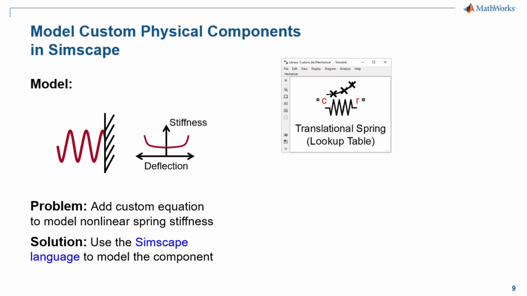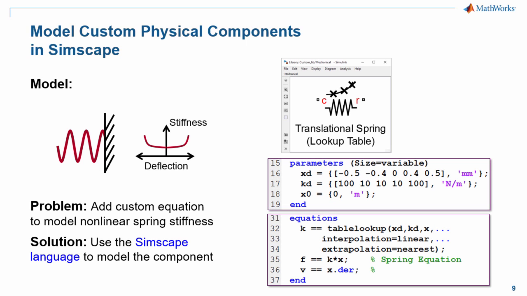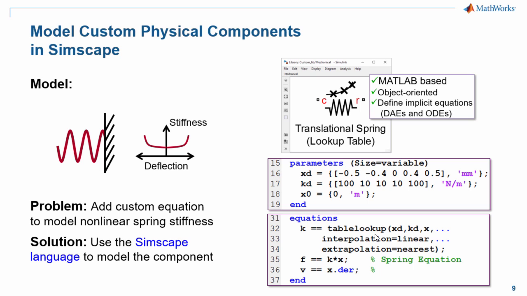You can see it has two physical ports representing the two mechanical connections for the spring. Here is a portion of the Simscape language source code, and you can see we have defined the stiffness using a lookup table. In looking at the code, we will see that the Simscape language is MATLAB-based, it's object-oriented for reuse, and can be used to define implicit equations, DAEs and ODEs.